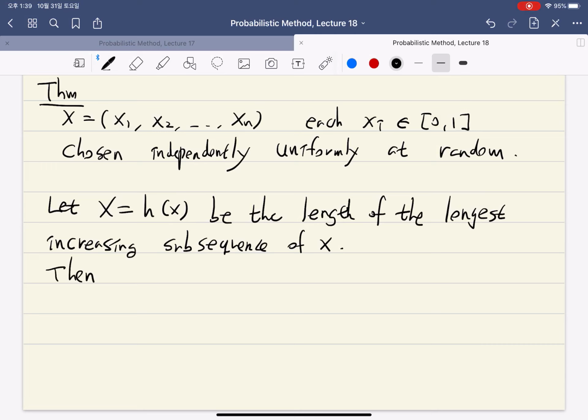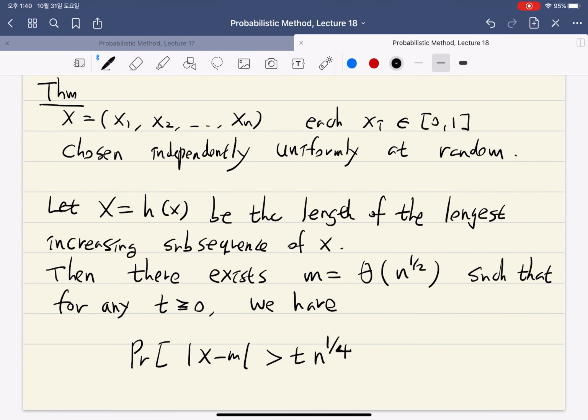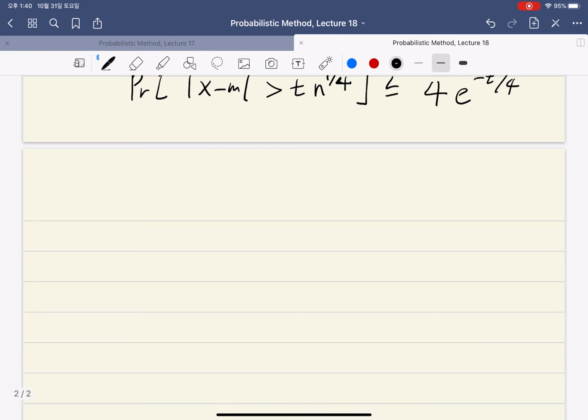What we can conclude is that in this setup, we can actually find m, which will be our median, of course, later, which is roughly square root of n, such that for any t, the probability that h of x is much deviated from m is actually exponentially small. So this is what we want to prove.